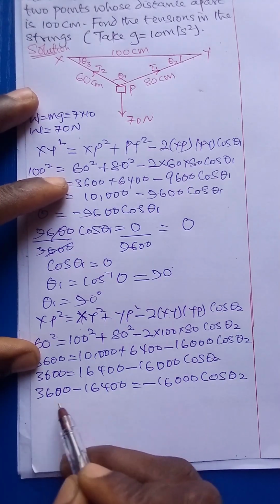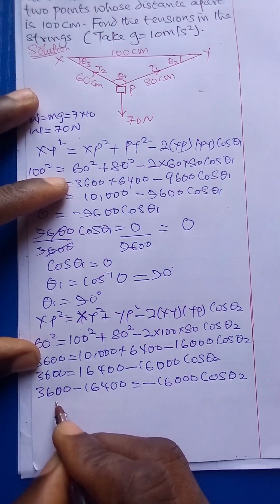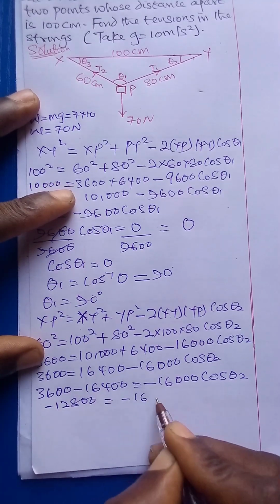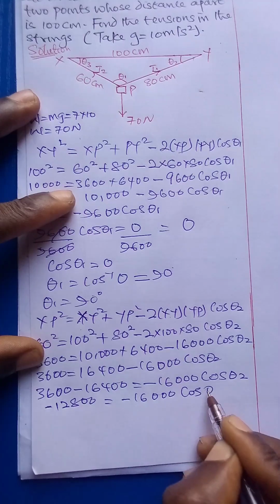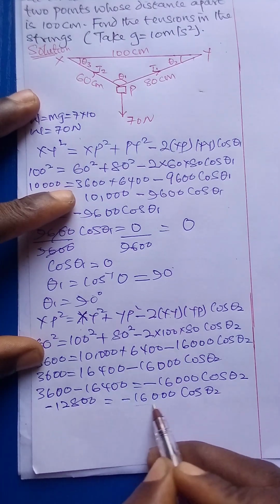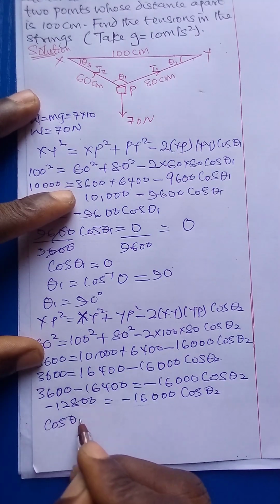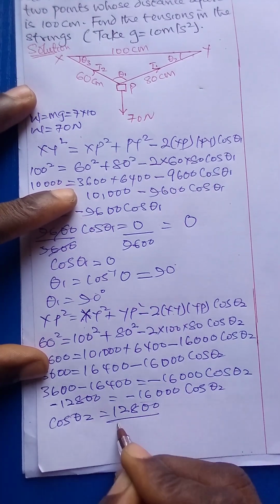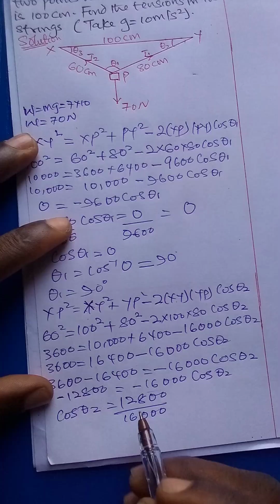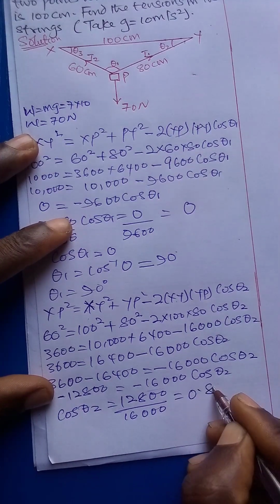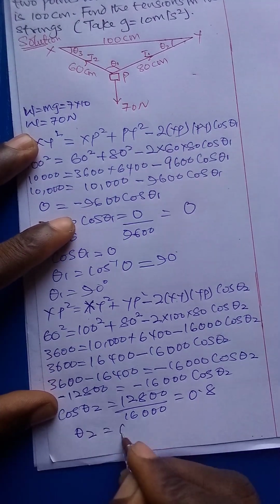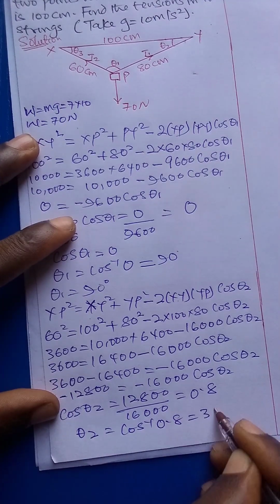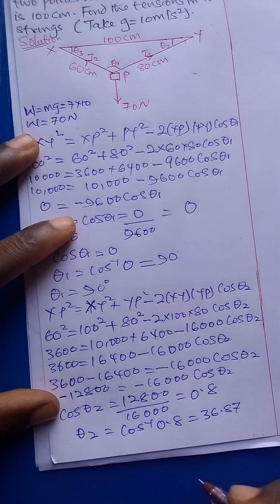Proceeding, 3,600 minus 16,400 will give us 12,800 minus, please, is equal to minus 1600 cos theta 2. So let's divide both sides by this term. So we have cos theta 2 being equal to 12800 over 16000. When we divide, we get 0.8, and so theta 2 is equal to the cos inverse of 0.8, which will give us 36.87 when we punch our calculator.